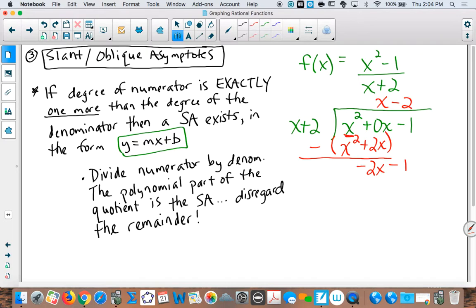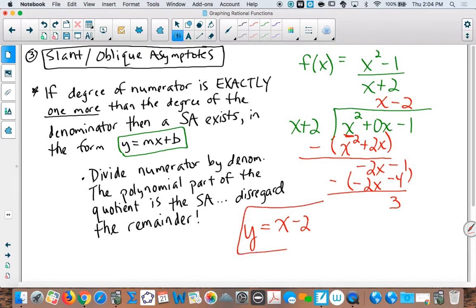Negative 2. You really don't have to go any further because this is the linear part, right? But just to remind you, if you did multiply, you'd have negative 2x minus 4. You can continue to subtract. You get 3 as a remainder, but that doesn't matter. The equation for your asymptote would be y equals x minus 2. You just take this polynomial portion to get your slant asymptote. So as soon as you pop up that constant number, you don't have to bother doing the rest. I mean, you can, of course, do the rest, but you don't need to because you're done.